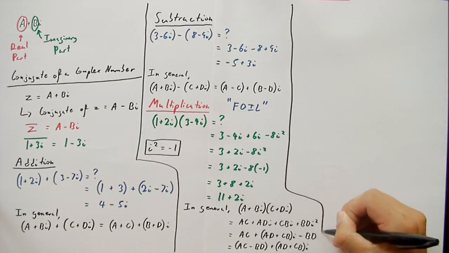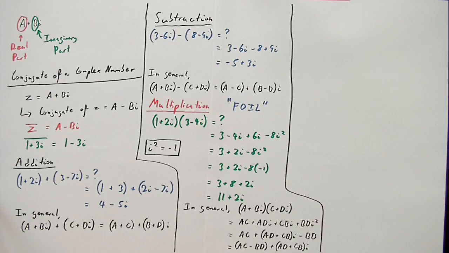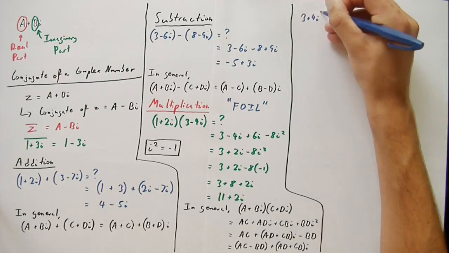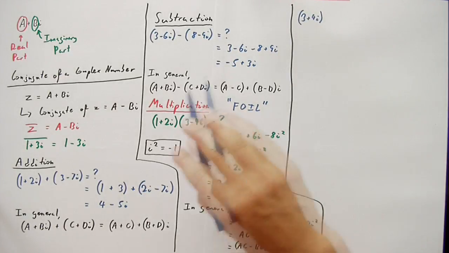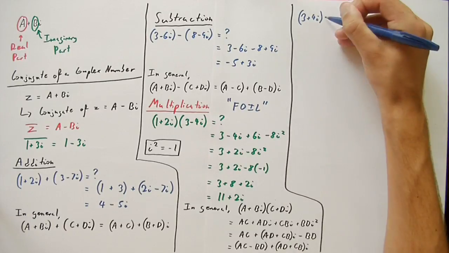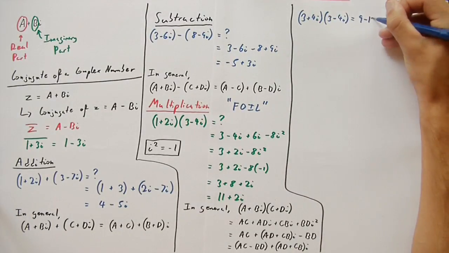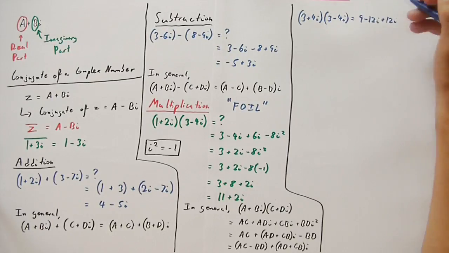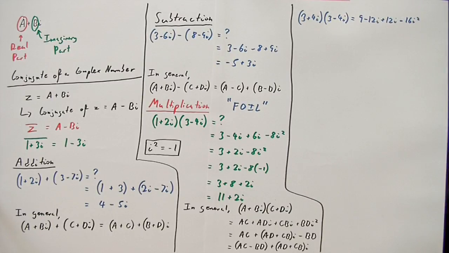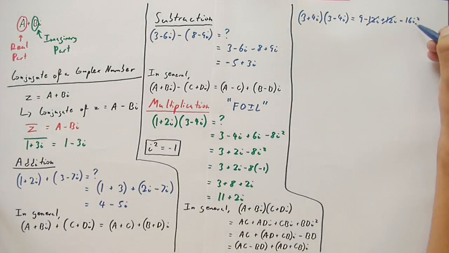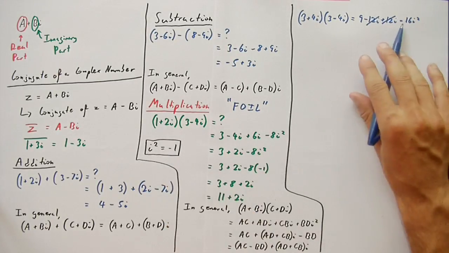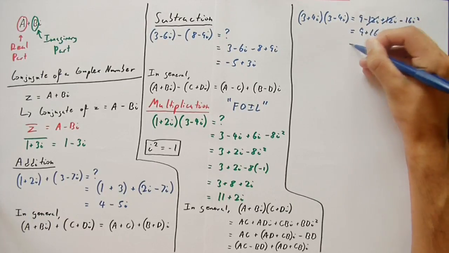Multiplication is also when the conjugate of a complex number comes in handy. To see this, let's take any complex number, say 3 plus 4i, and multiply it by its conjugate, 3 minus 4i. Expanding will give us 9 minus 12i plus 12i minus 16i squared. Notice that the imaginary terms, minus 12i and 12i, cancel each other out, while the real parts add up to make 25.